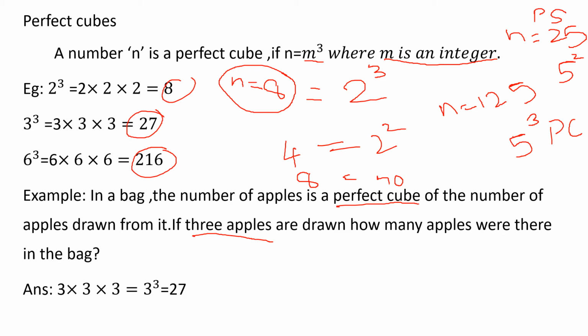That means I take three apples three times from your bag, and that is a perfect cube. The number of apples is a perfect cube of the number of apples drawn from it. I'm taking three apples, and I'm representing the three apples as 3 cube. That means I'm taking three apples three times. So I'm taking one apple, two apple, three apple.